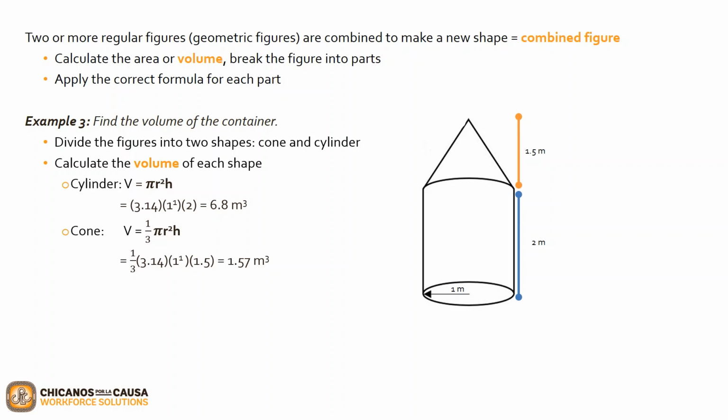The next step is to combine them. So let's go ahead and do that. So we have 6.8 cubic meters plus 1.57, which gives us a total volume of 7.85 cubic meters. Not bad, right?